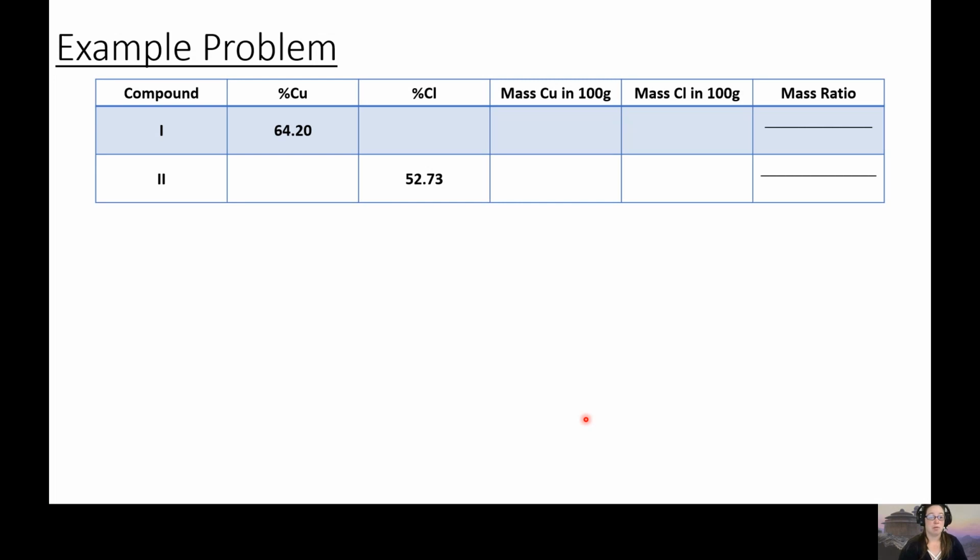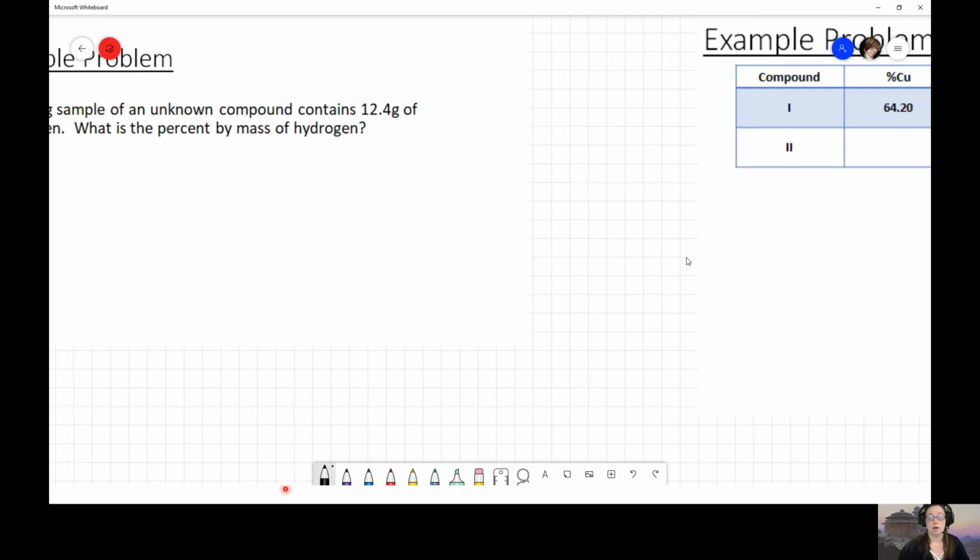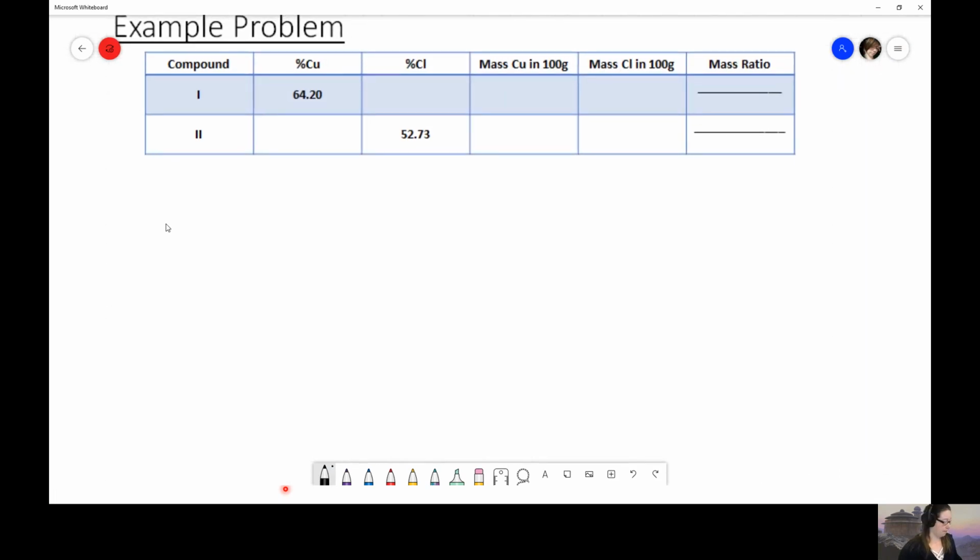So this is our example problem for this. When you're looking at the ratios, you can get a percentage of one element or another, and you can figure out the rest of the percentage because there's only two in this case. And then you turn it into mass. So I'm going to show you how to do that. And I'm actually going to pull up the whiteboard because it's easier to write on that. And let me just try this out real quick.